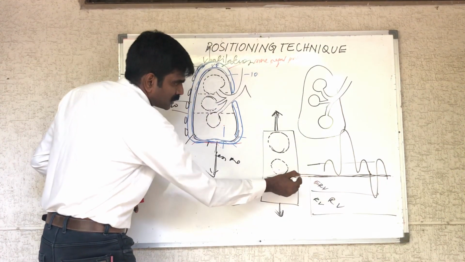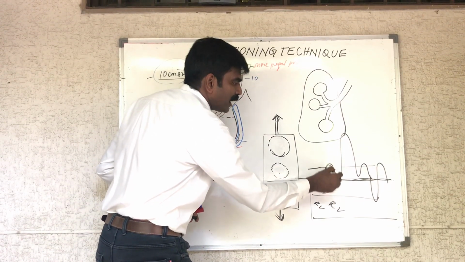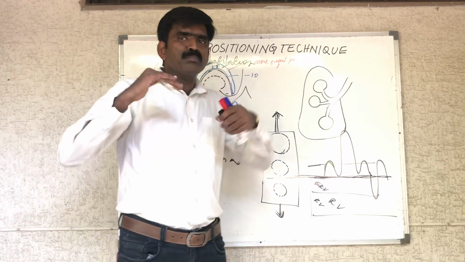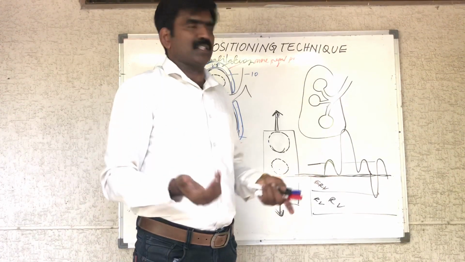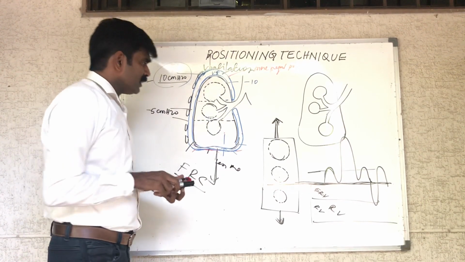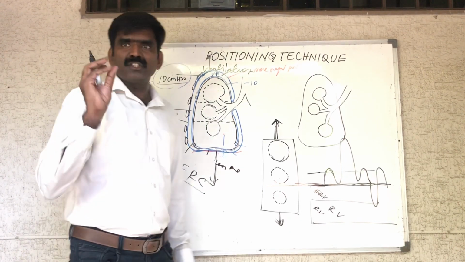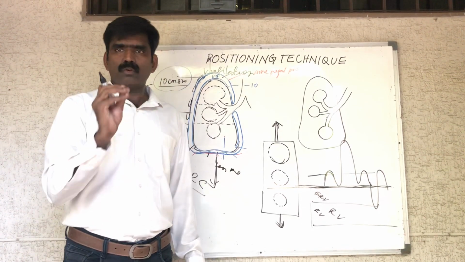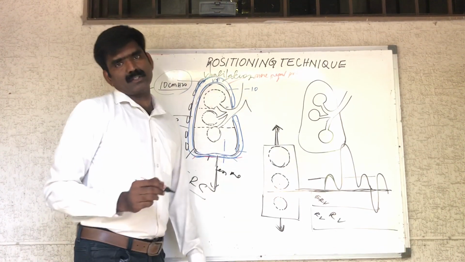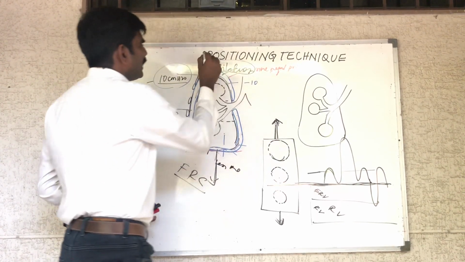Clear? So this is the point where you start inspiration and you go for expiration. FRC is the point where you begin inspiration. So here at FRC, the alveoli present in the lower zone are stretched less, or open less, when compared to the alveoli in the upper zones. So now we will come to our topic, ventilation.